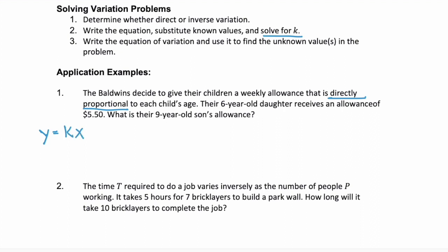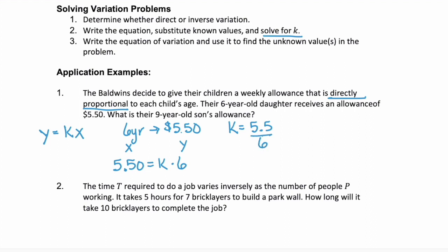Now, what do we know? We know that a 6-year-old gets $5.50. So x is 6 and y is 5.50. So we can substitute that in, or 5.50 equals k times 6. Now we need to solve for that constant k, and k will equal 5.5 over 6. And leave it like that.